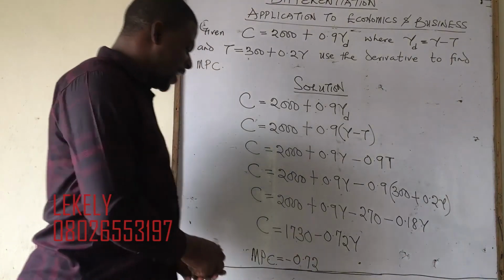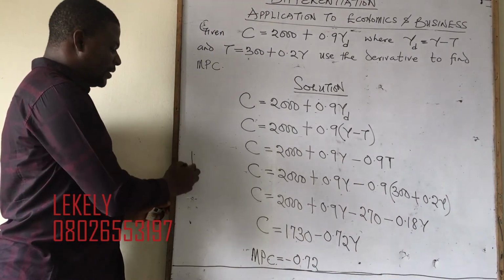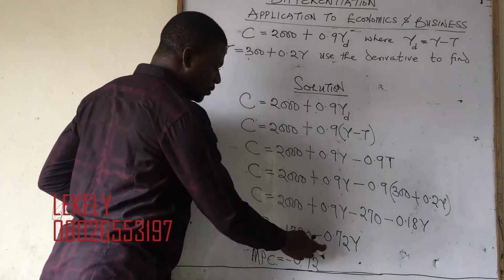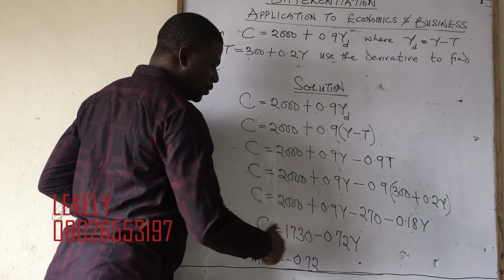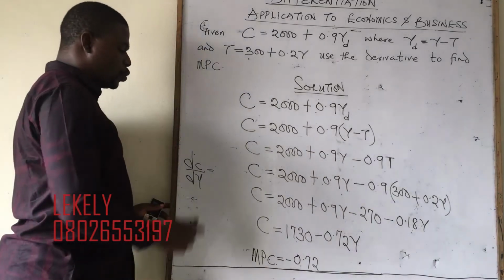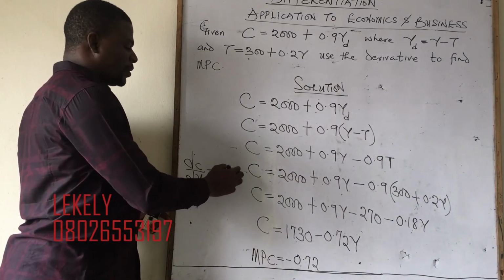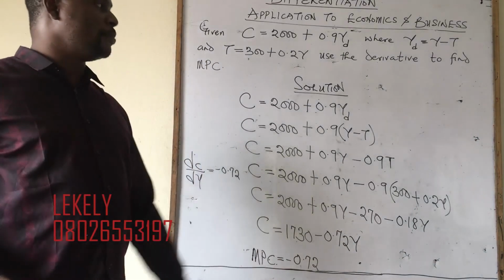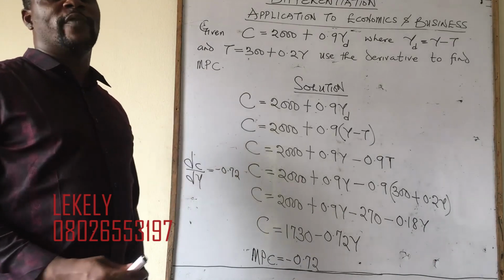Or from here, if I find dC/dY, dC/dY means differentiate. 1730 is 0. Differentiate 0.72Y, it will give you 0.72. Or better still, the coefficient of Y is your MPC, and that's what we're asked to find.